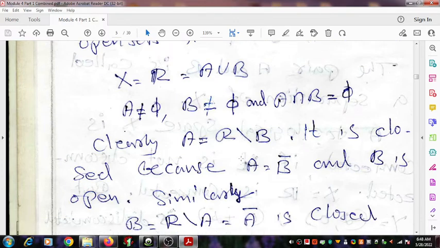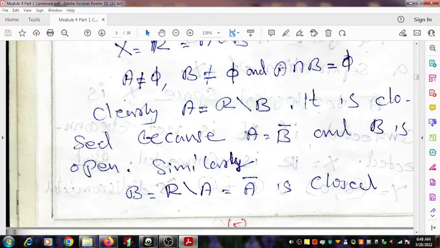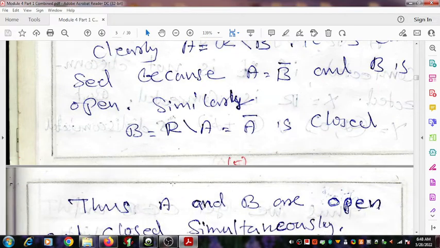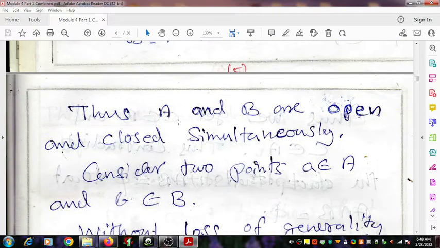Since B is open and R is the whole space, A must be closed. And the other way also, since B equal to R minus A, that is the complement of A, B is also closed. Thus the open sets A and B are closed also simultaneously.